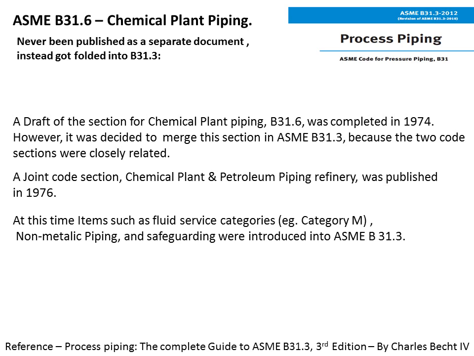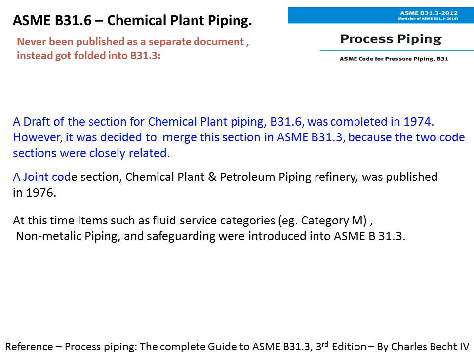Next is B31.6. Well, this was meant for chemical plant piping and it never got published as a separate document. Instead, it got folded into B31.3. A draft of the section for chemical plant piping, B31.6, was completed in 1974. However, it was decided to merge this section into ASME B31.3 because the two sections were very closely related.